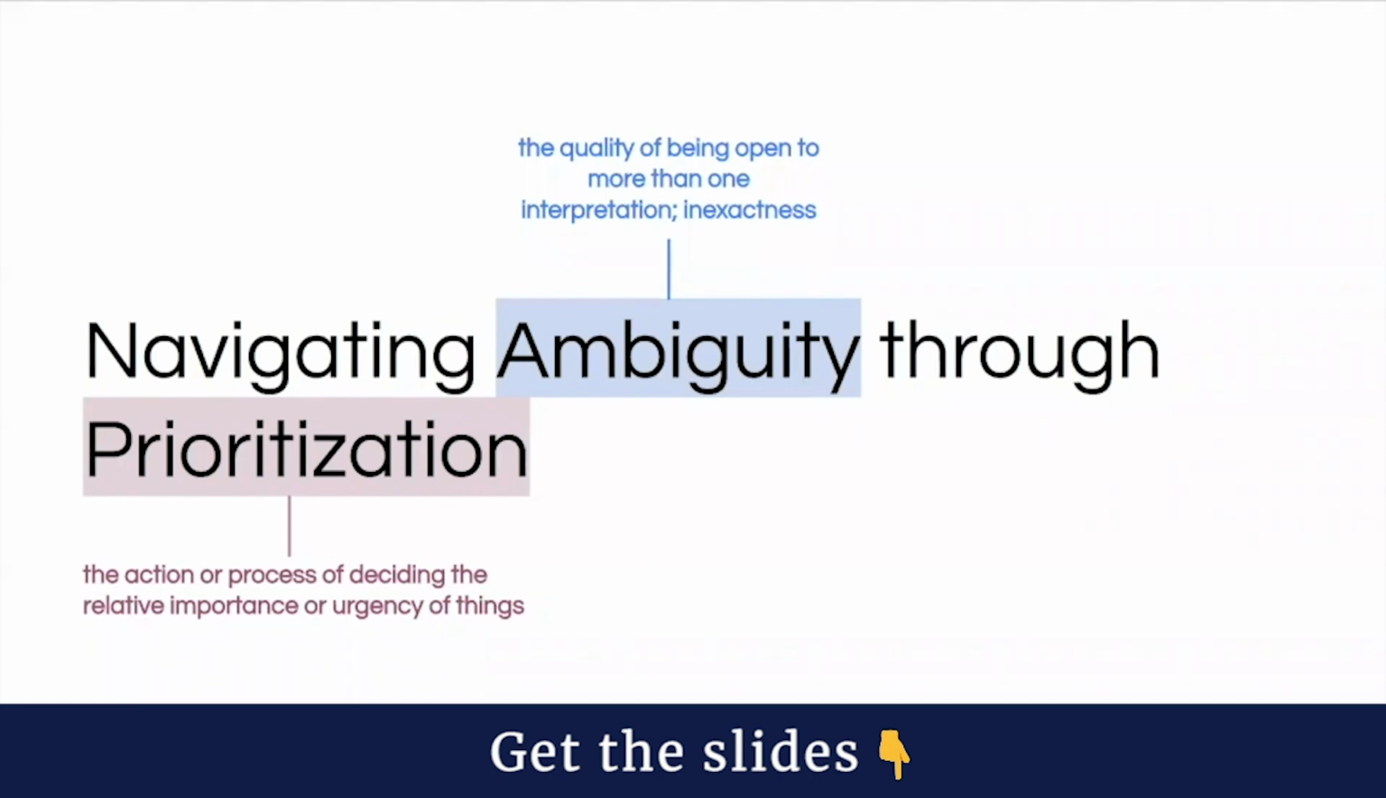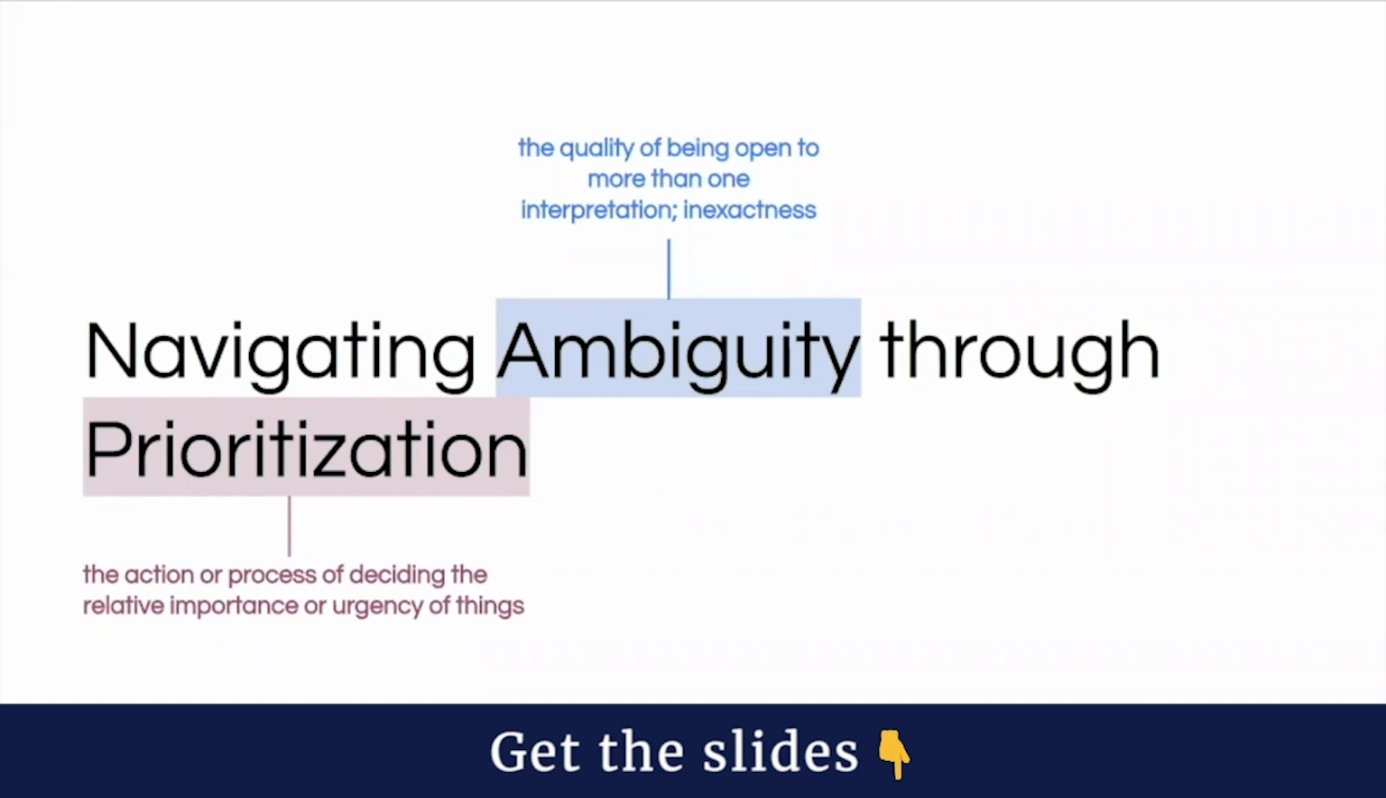As a result, it's super important to prioritize. But what is prioritization exactly? Essentially, prioritization is the action or the process of deciding the relative importance or the urgency of things. What might seem important to someone else might not be as important to you. And what might seem like an absolute burning fire might not really be a burning fire.